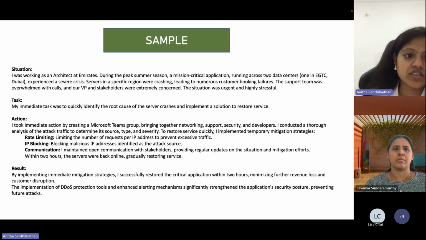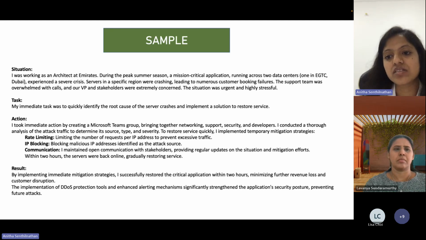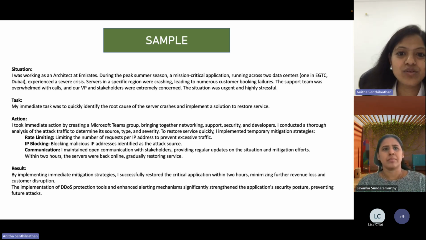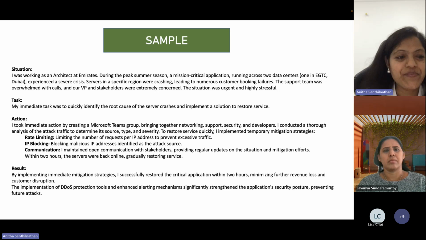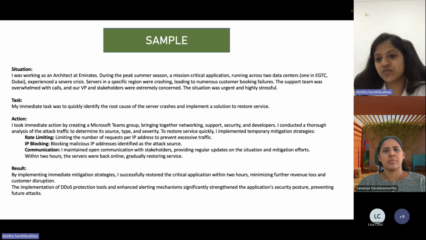So this is my situation. I was working as an architect at Emirates during the peak summer season, with a mission-critical application running across 2 data centers. This is a real story. I composed it, and you can take this as a sample when you're making the story with the STAR methodology. Experience in a server crisis: servers in a specific region were crashing, leading to numerous customer booking failures. The support team was overwhelmed with calls, and our VP and stakeholders were extremely concerned. The situation was urgent and highly stressful.